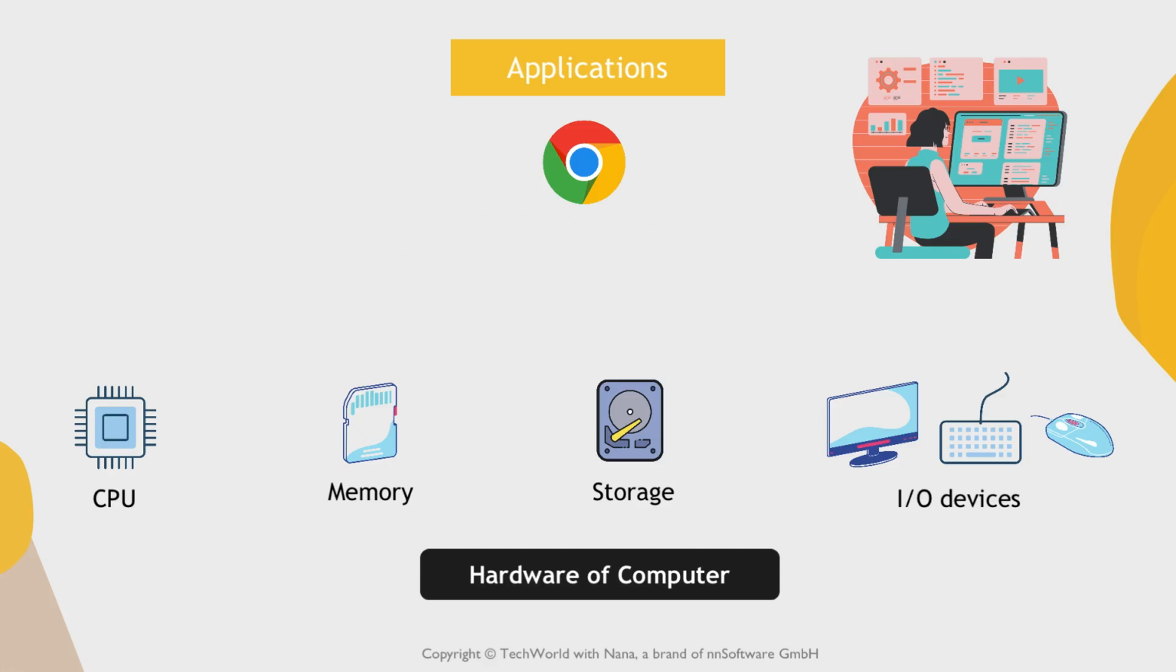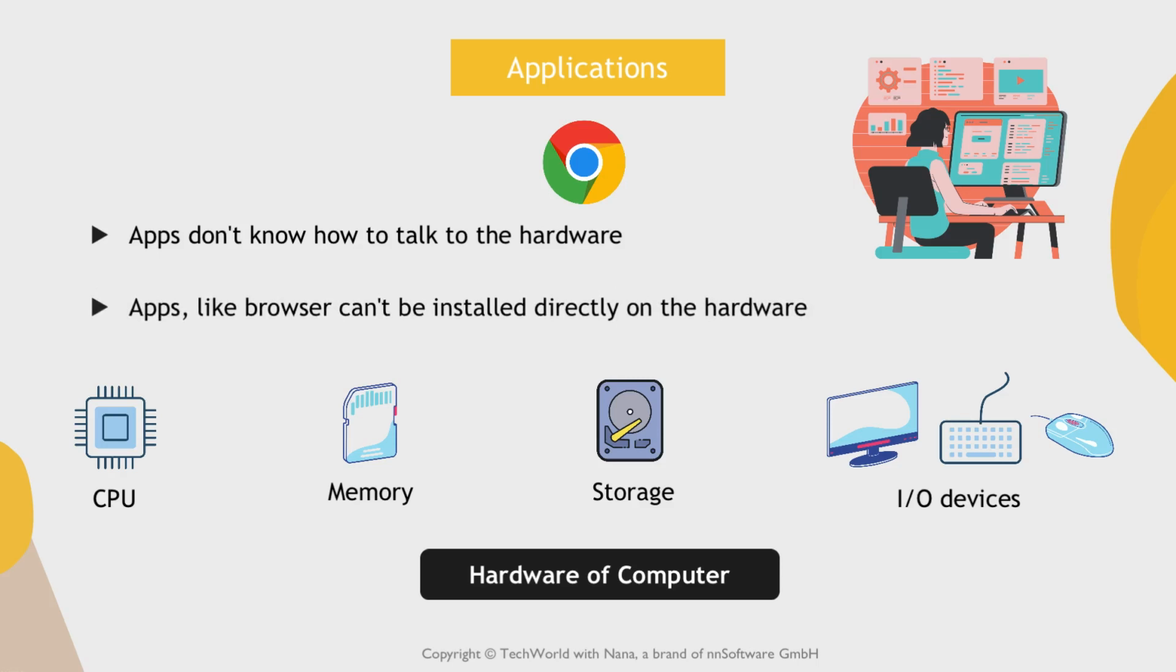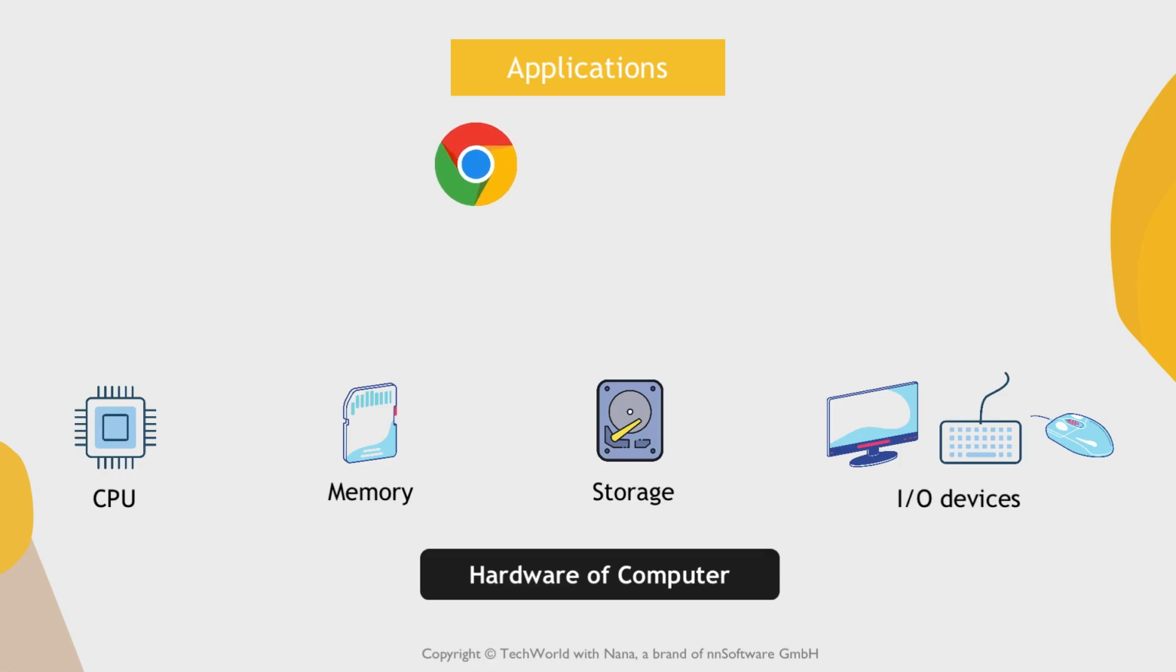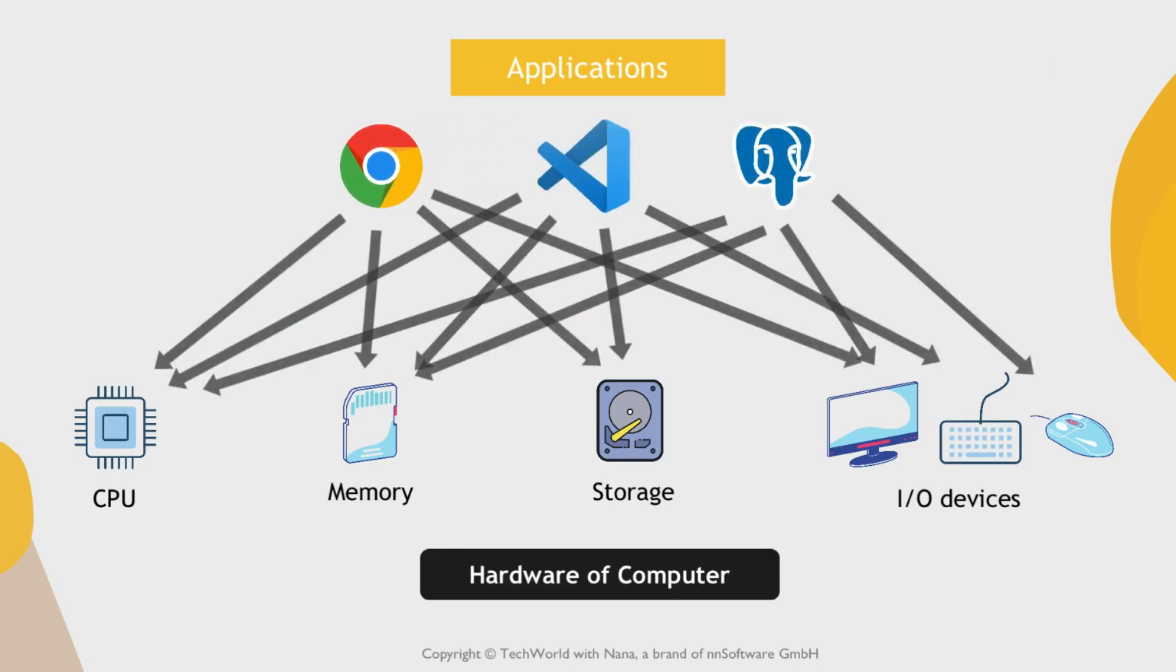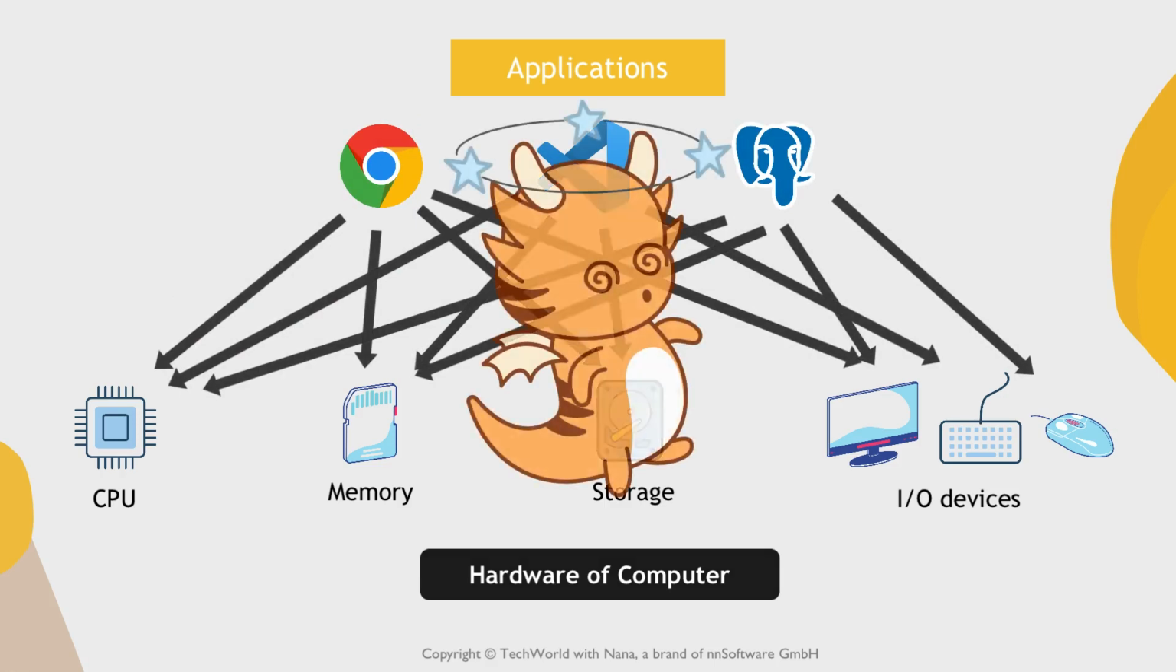Well, it doesn't. The applications themselves do not actually know how to use hardware components and how to interact with them. You can't install Chrome directly on hardware, because if you did, then the browser application must have the code that can talk to each and every hardware part. And in the same way, every other application running on your computer would have to include some kind of code to talk to all hardware components. That would be extremely inefficient, because then every programmer for every application would need to implement all of this.